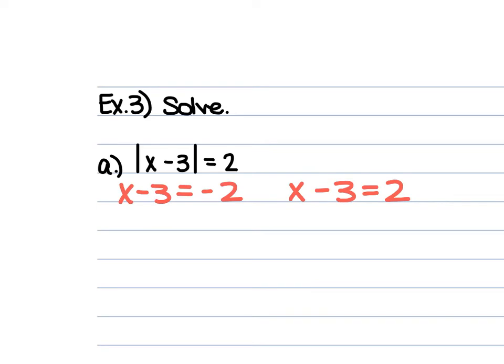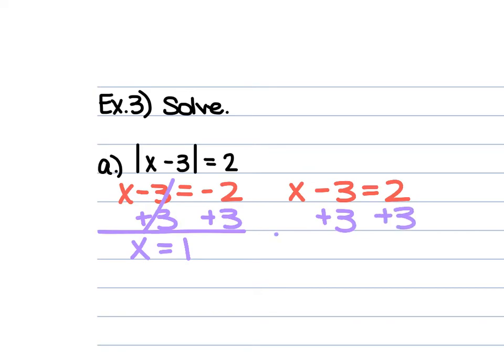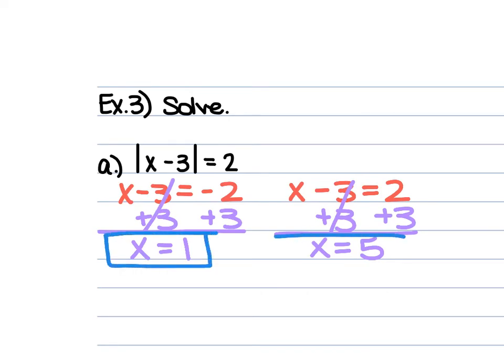From the left, you're going to add that 3 to both sides. So x is equal to 1. Same thing with the right. You're going to add that 3 to both sides and get x is equal to 5. So your x is equal to 1 and x is equal to 5 are your solutions.